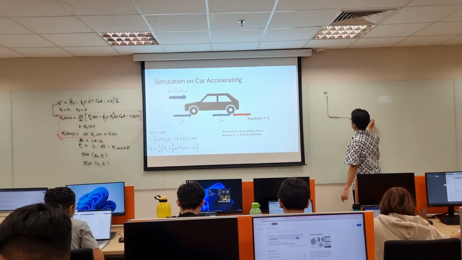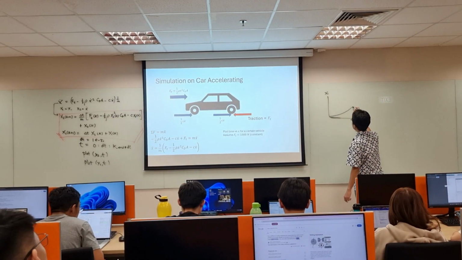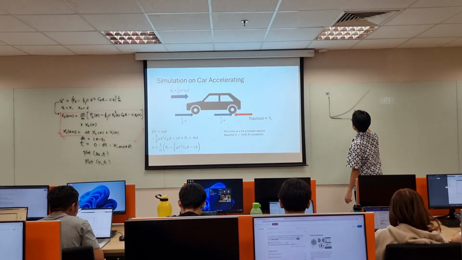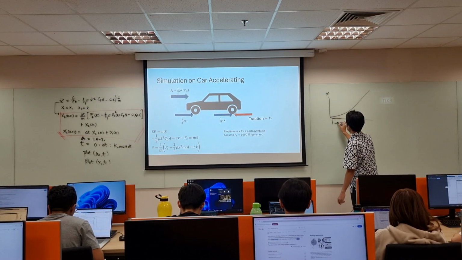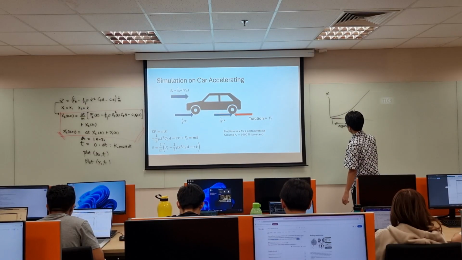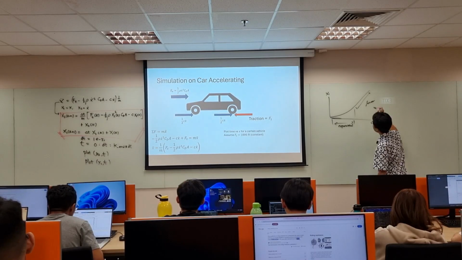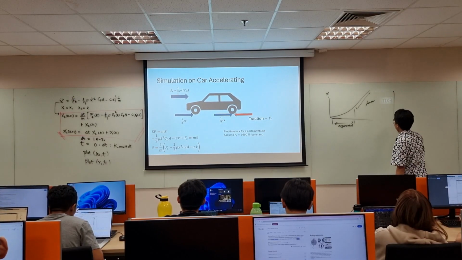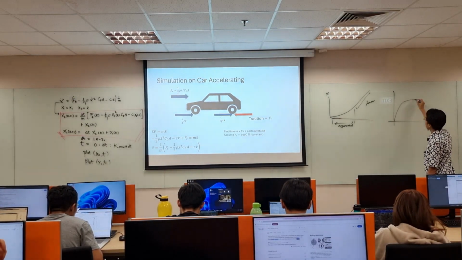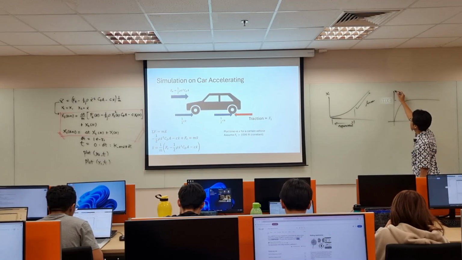If you plot x1, it should go like this. Yeah, there is an area where it increases exponentially, and in here it increases linearly. For x2, it will go like this, yeah, approaching a constant.